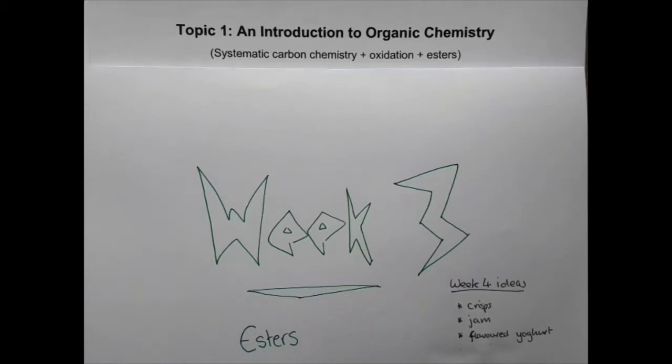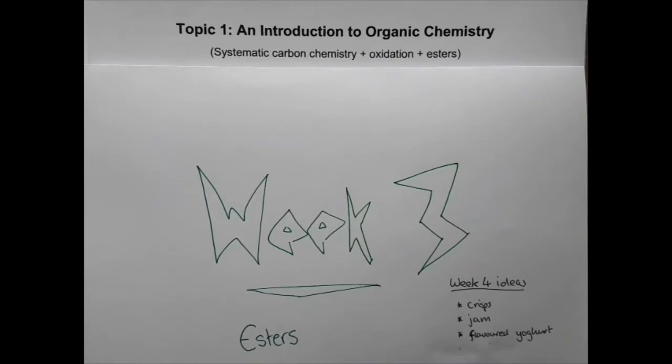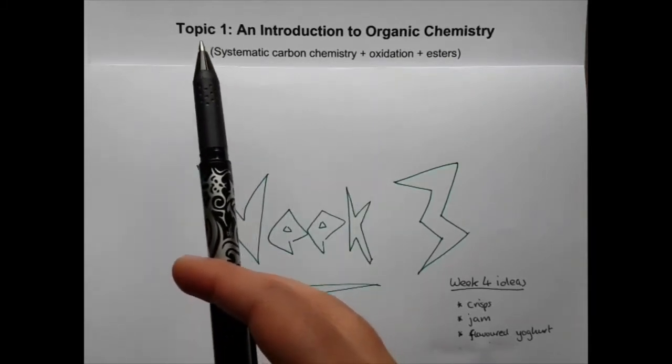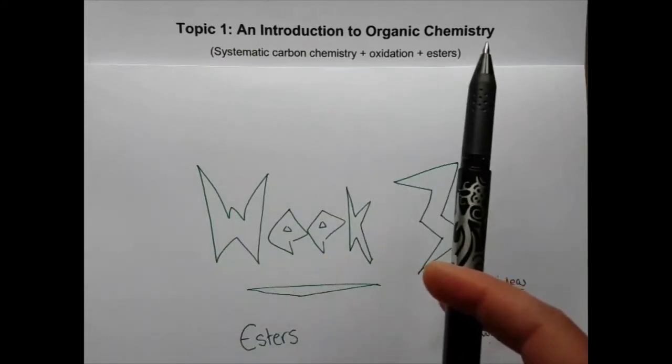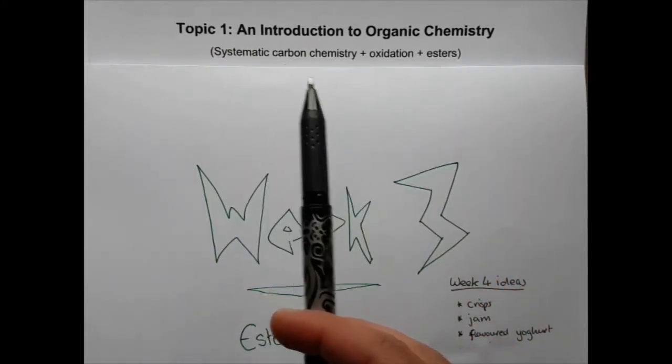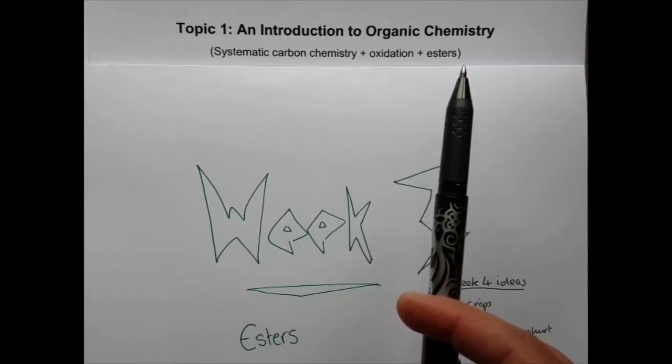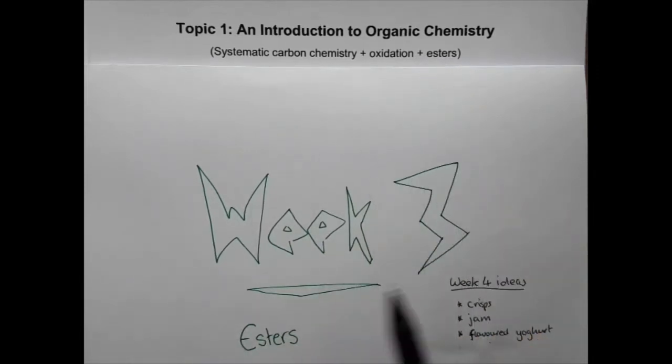Hello and welcome to week 3 of the virtual learning, the online learning of the Higher Chemistry Nature's Chemistry unit. As you will be aware, we have been working on topic 1, which is an introduction to organic chemistry, covering systematic carbon chemistry, oxidation of alcohols and esters, which is what we're going to look at this week. So like I mentioned, this is week 3.